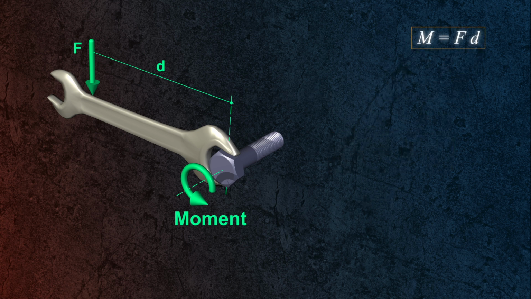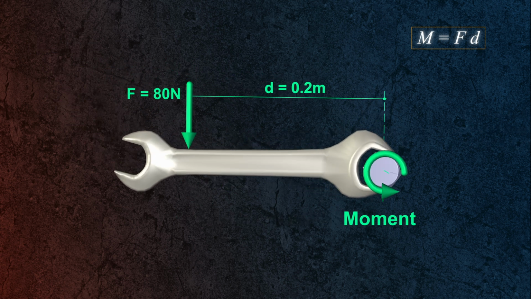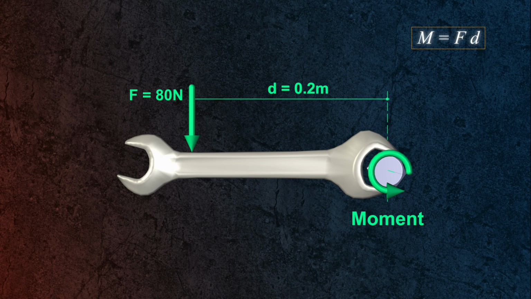For example, let us say that the force exerted to the spanner is 80 newtons and the moment arm is 0.2 meters. We can directly substitute the given values to the formula M = F times D. So M = 80 newtons times 0.2 meters. Therefore, the moment exerted to the bolt is 16 newton meters. It is very important that the moment arm is measured perpendicular to the line of action of the force.